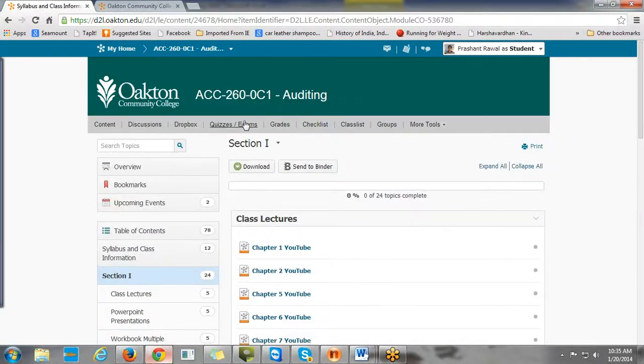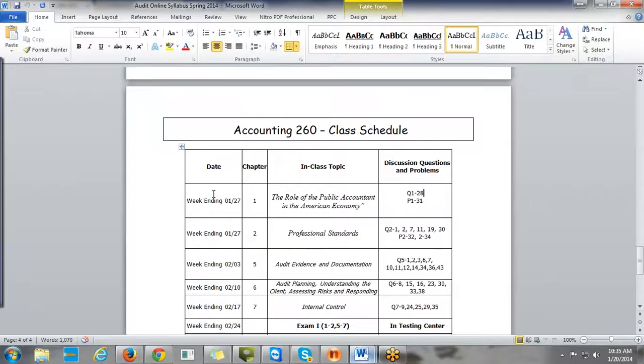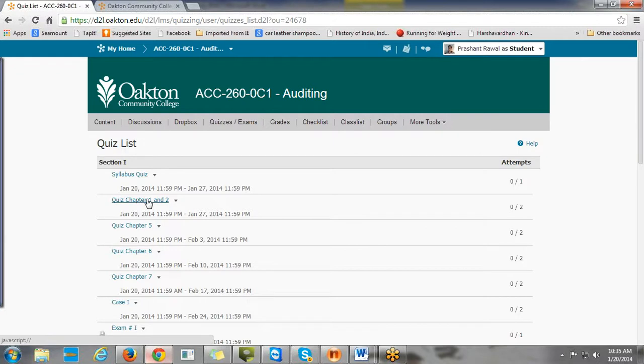The quizzes are given on a weekly basis. So as you can see, the quiz for chapter 1 and 2 is due on Monday, next Monday 27th. Our week starts on Monday night and ends on Monday night, week ending 1/20. These are 2 small chapters combined into 2. So the week starts on Monday and the week ends on Monday.